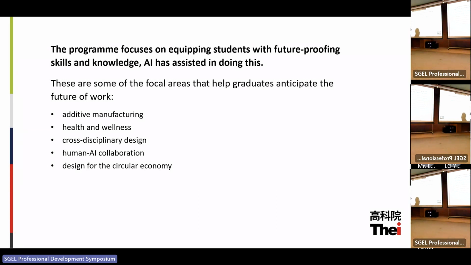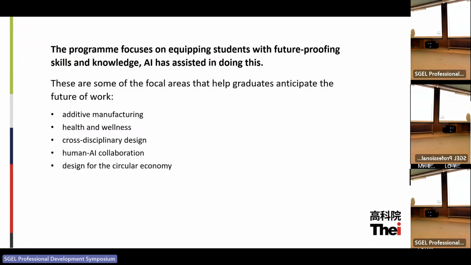Some of those things include additive manufacturing, or 3D printing. Students need to know how to work this system and process, and how to be very proficient at creating things from idea to sketch to 3D drawing, and then to the actual 3D printed object.